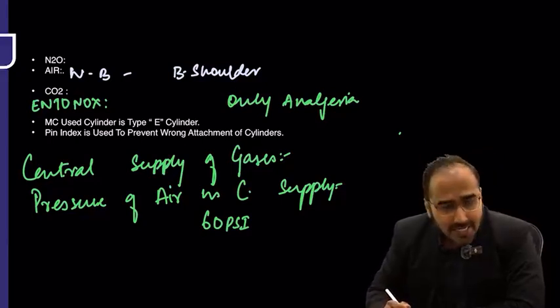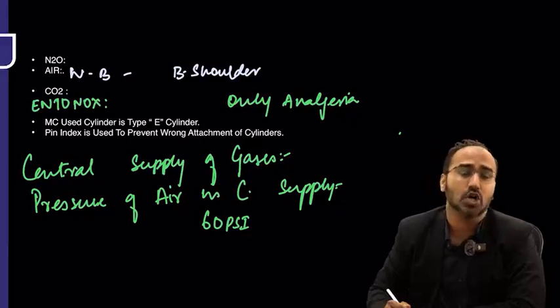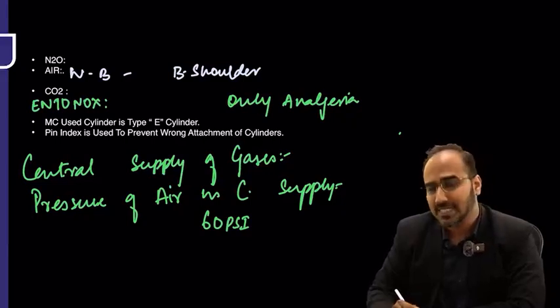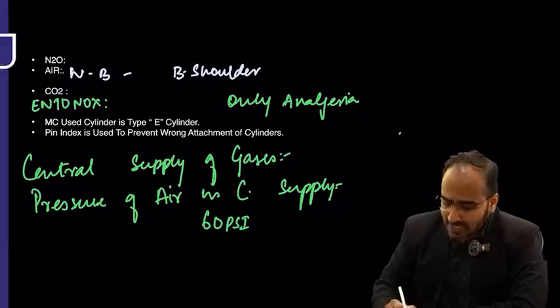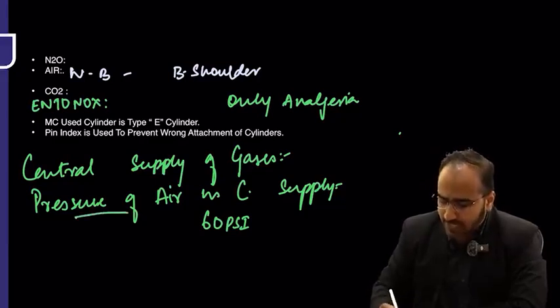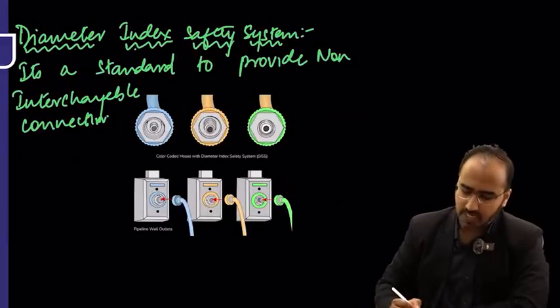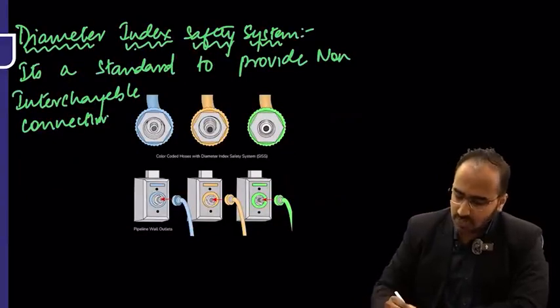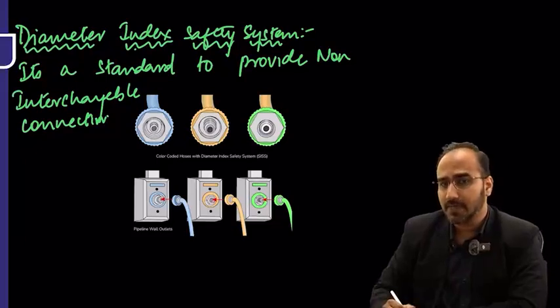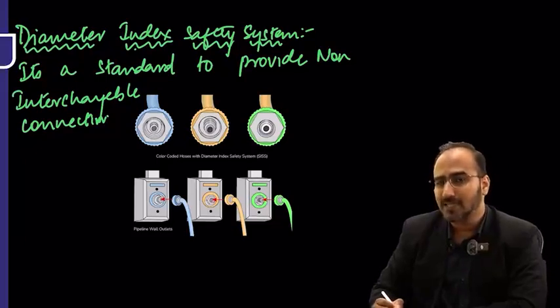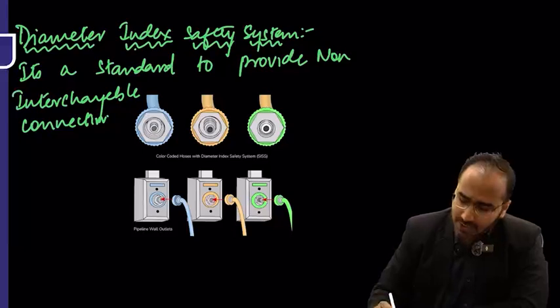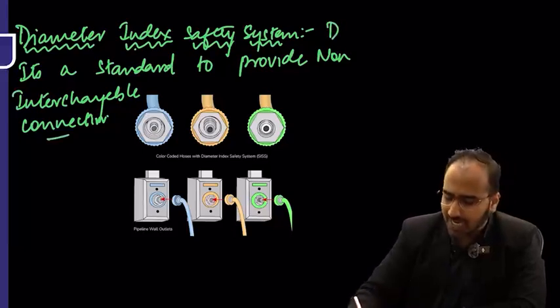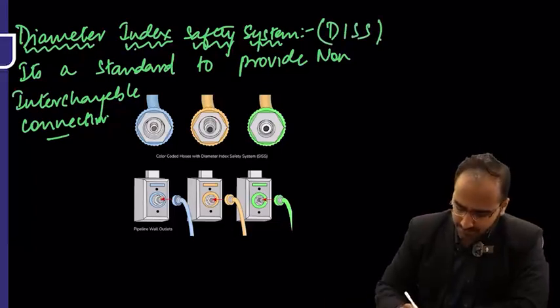That is a non-interchangeable system, which is called the diameter index safety system. Okay. So the pressure of the central supply of gases is how much, guys? 60 psi. And I told you there is a safety system that prevents the wrong attachment of the gas pipes. It's a standard to provide a non-interchangeable connection, which is called the diameter index safety system.